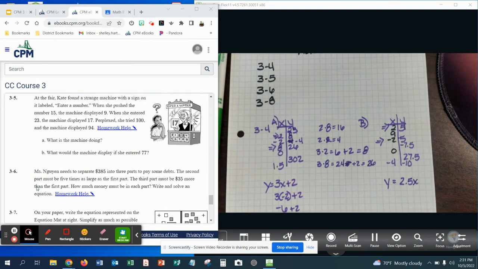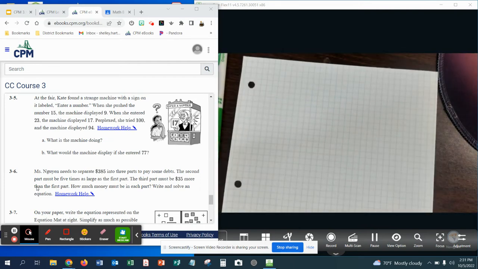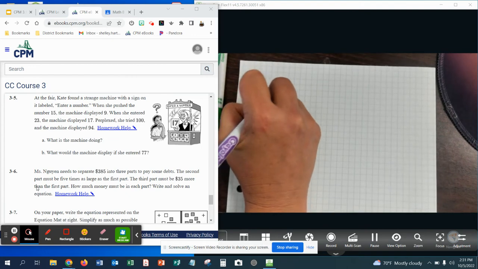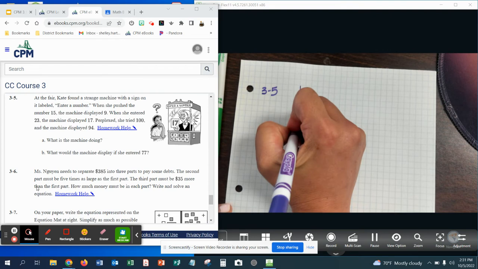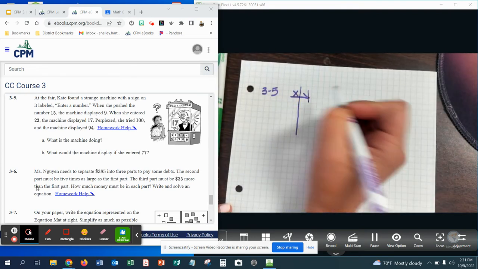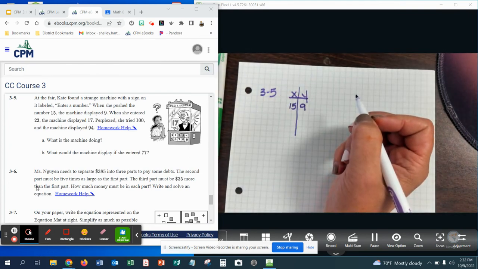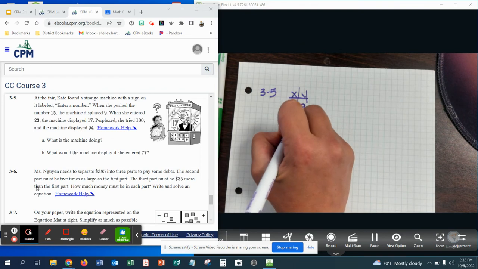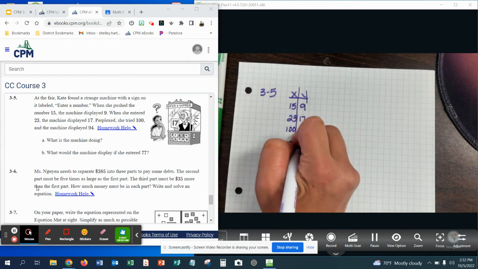So here is 3-5. At the fair, Kate found a strange machine with a sign on it labeled enter number, and she pushed the number 15 and the machine displayed 9. When she entered 23, okay, this is the same thing we just did. So we're going to make an X and Y table and I'm just going to plug in the numbers, 15 and 9. When she entered 23, it displayed 17. And then she plugged in 100, and she got 94.